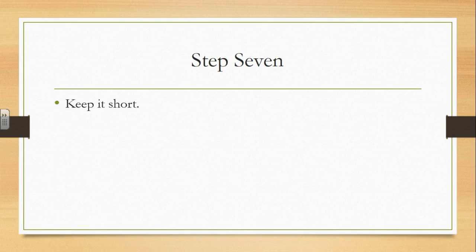Step number 7 is keep it short, okay? The acronym KISS: keep it short, stupid. That will help you so much. Don't try to sound intelligent. Every time someone does that, it makes them not sound so intelligent. Keep it short, keep it simple. It's going to help you move forward.